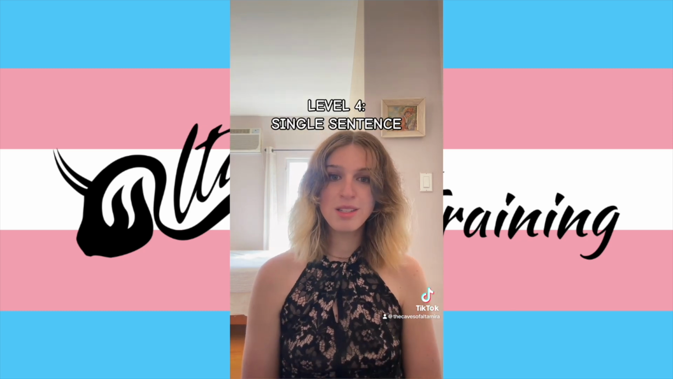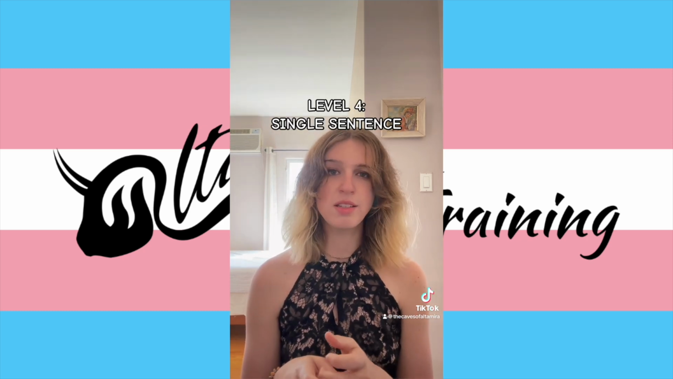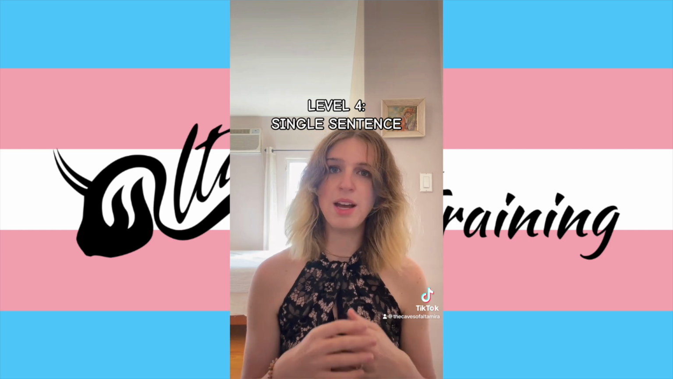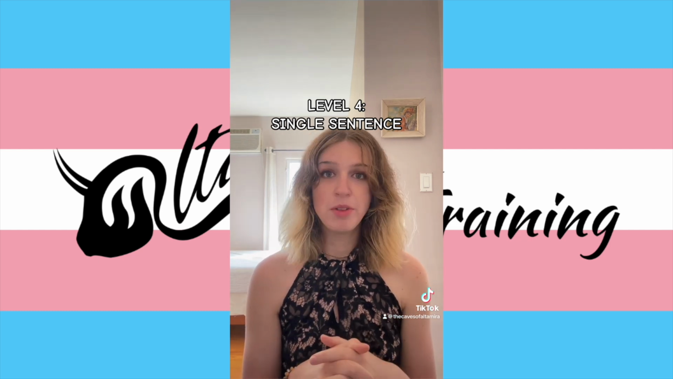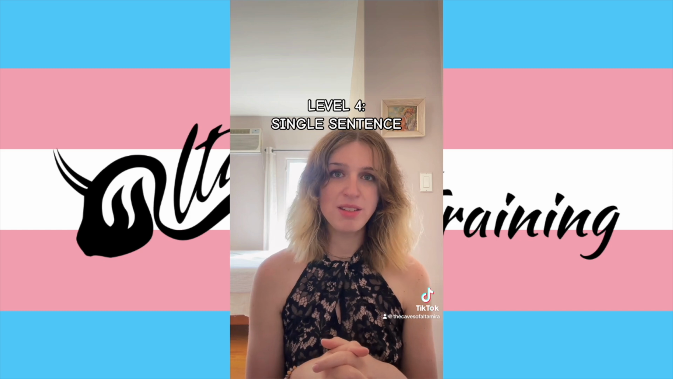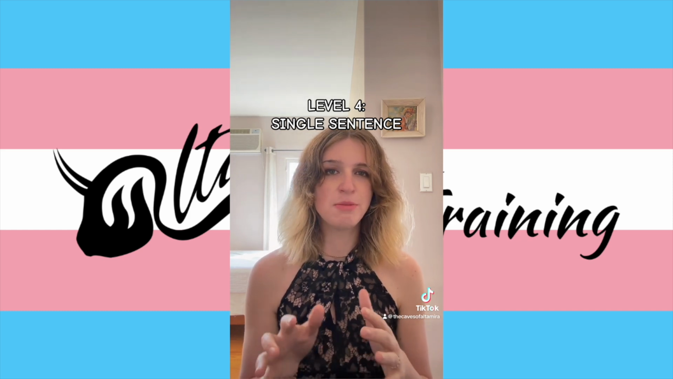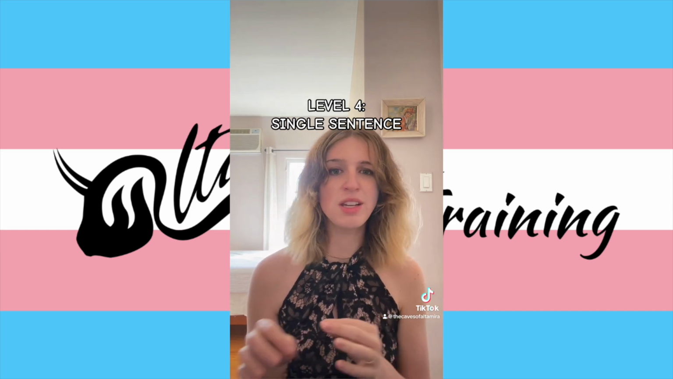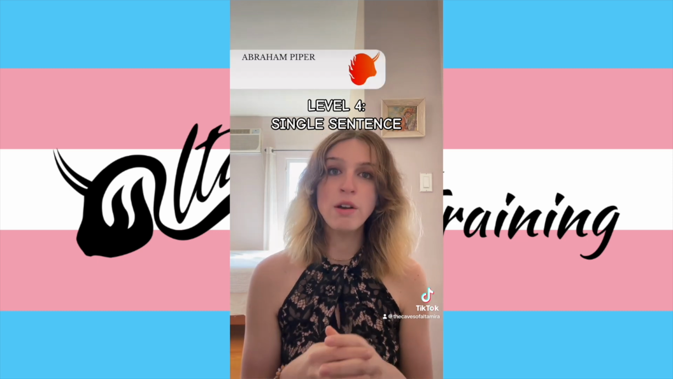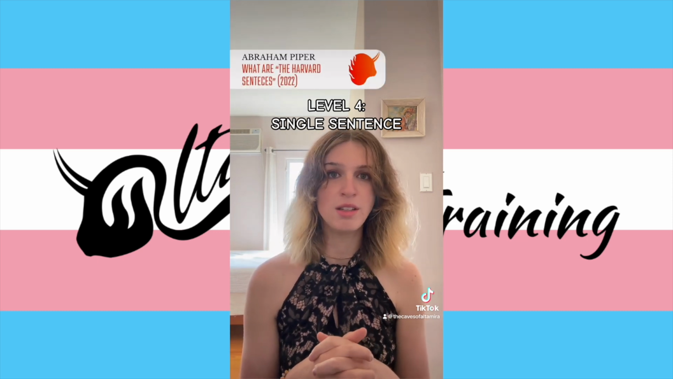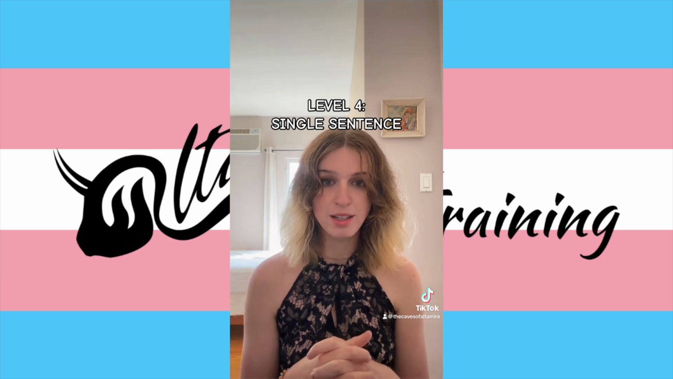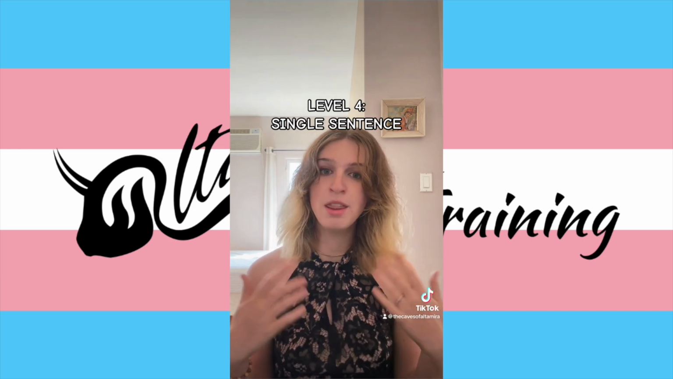Level 4, single sentence. The sentence takes the principles of the sequence and applies general rules of syntax. While personality can be expressed in lower levels, this is where we get to explore that a lot more, especially as it relates to inflection. The Harvard sentences are a common source of sentences that people take from for practice. This is also where we find the mantra phrase.